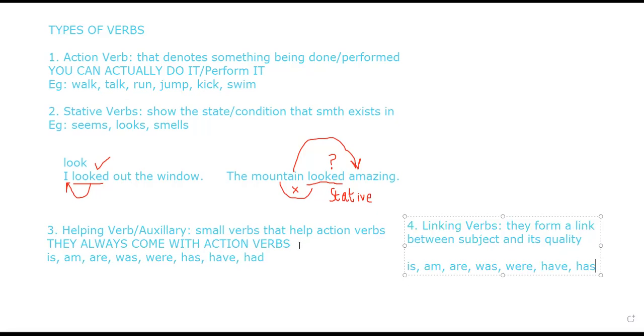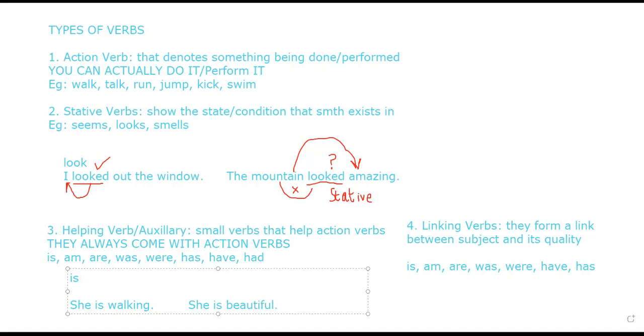Now I am going to tell you how linking verbs and helping verbs differ. The hint is that a helping verb always has another action verb with it. So I'm going to give you the example of is. I'm going to write two sentences using is. Look at the first one. Sorry, let me start with a capital letter. She is walking, right? She is walking. She is beautiful.